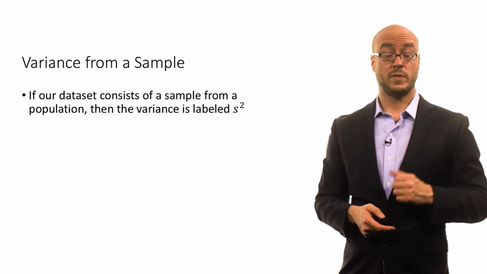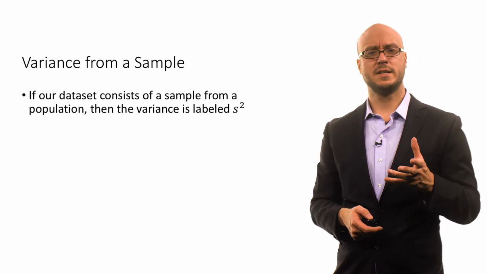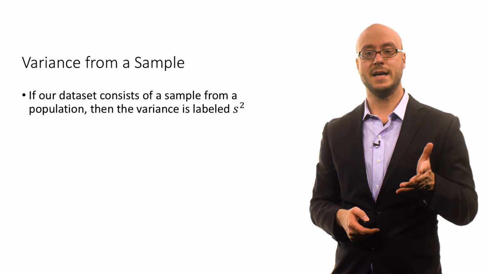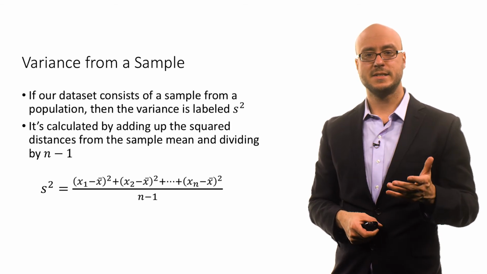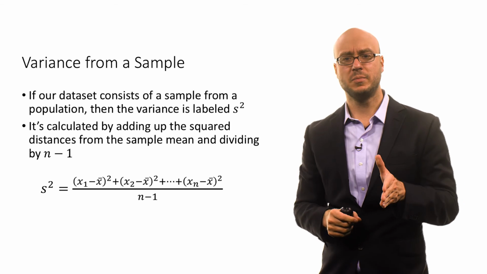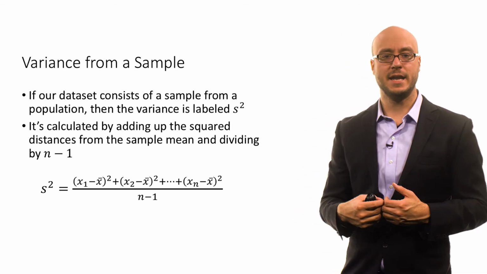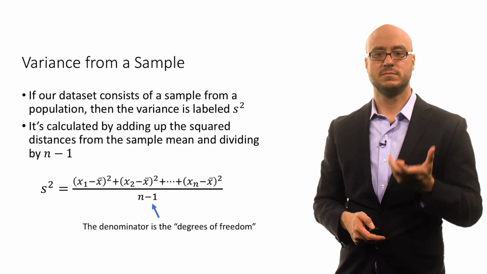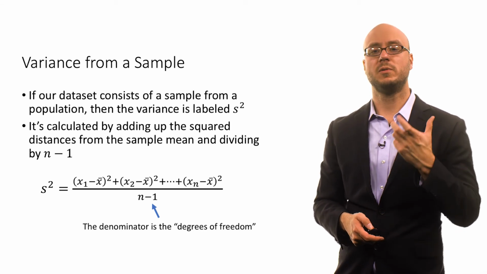Well, that's variance. If our data set consists of a sample from a population, then the variance is labeled S squared. The idea is it's calculated by adding up all the squared distances or deviations from the sample mean and dividing by n minus 1. This value of n minus 1, why don't we divide by n? Why do we divide by n minus 1?